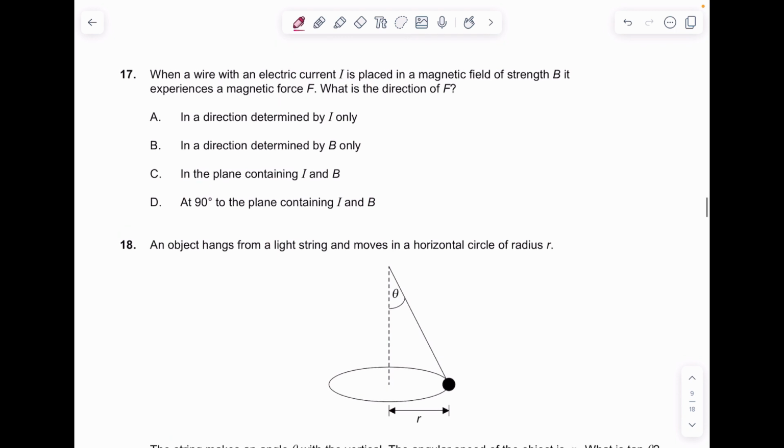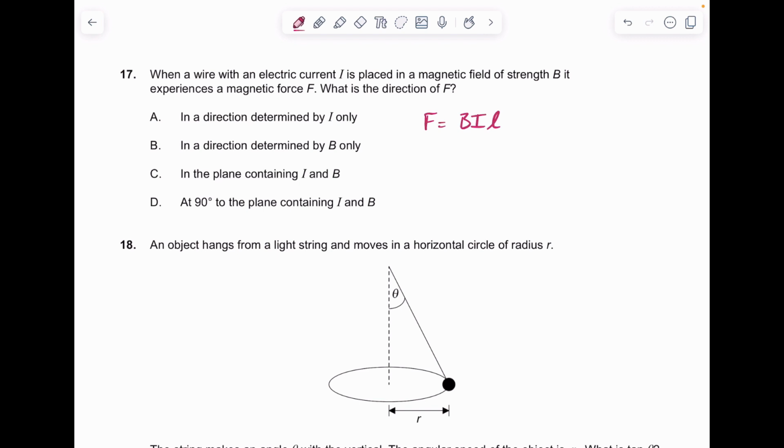Question 17. Wire placed in a magnetic field experiences a force. What is the direction of F? So this is Fleming's left-hand rule. The size of the force is given by BIL sine theta.